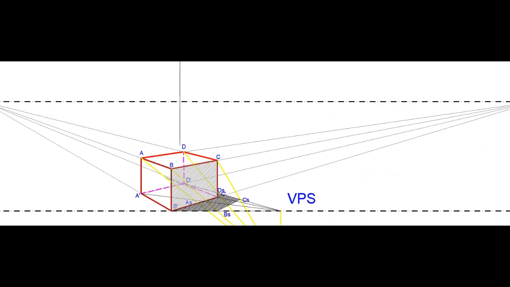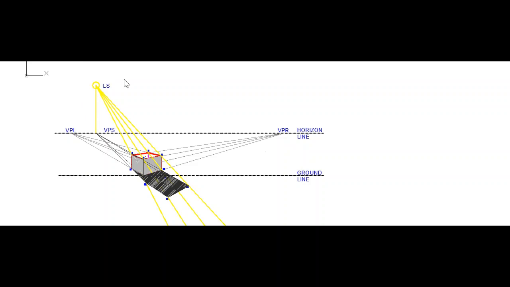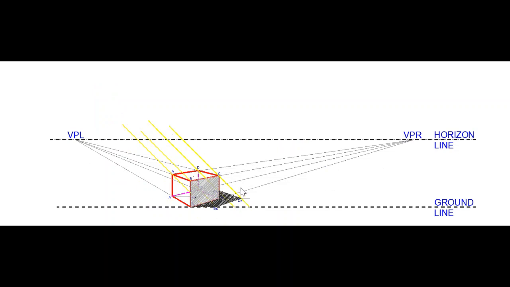So these are the three methods I have shown you. One is this, another is this, in which the light source is above the horizon line, and the third one is in which the light rays are parallel to each other at 45 degrees. I hope you have understood all these three methods. In the next lecture, we will do some exercises related to this.